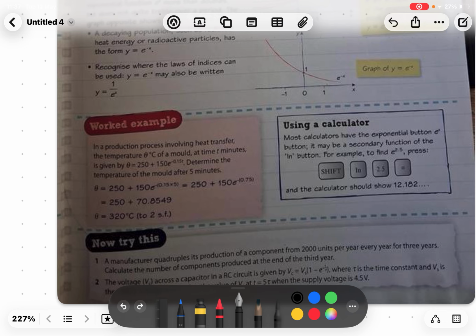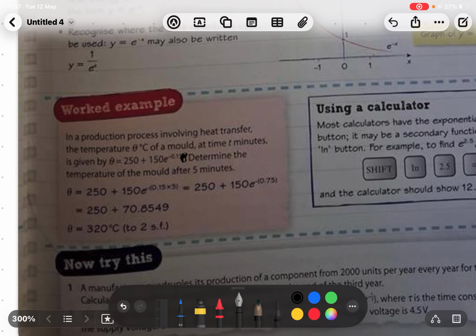So basically, T over here is time. We just replace it with the time given, 5. As you can see here, after that, by the way, e is an actual button on the calculator. So this was equal to, to two significant figures.